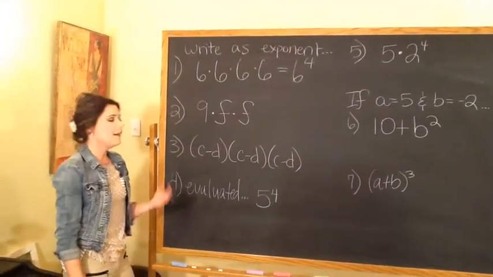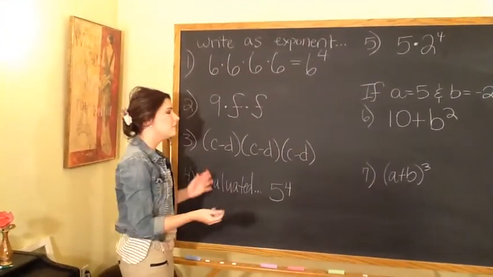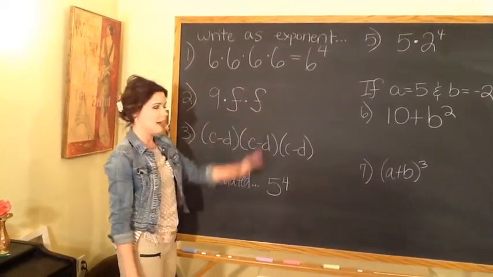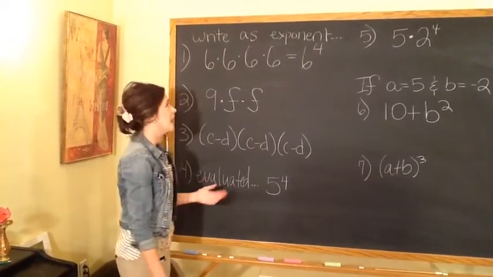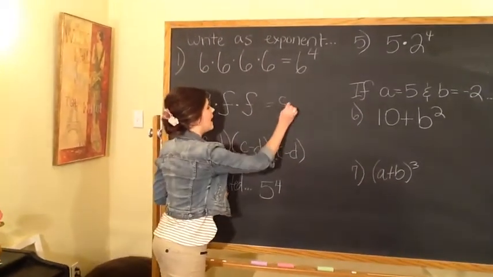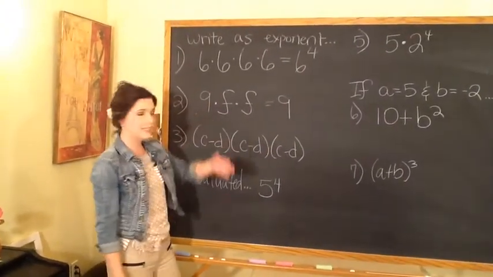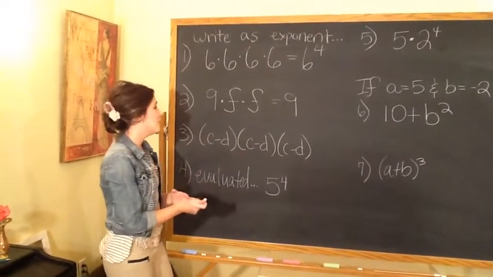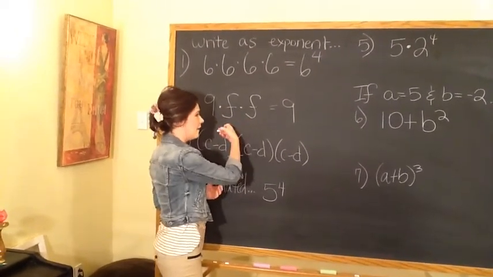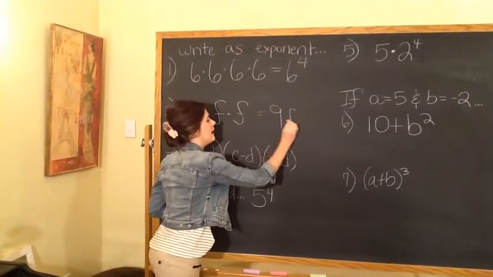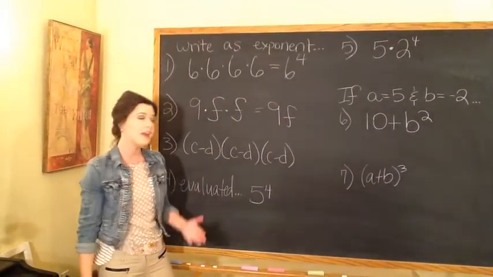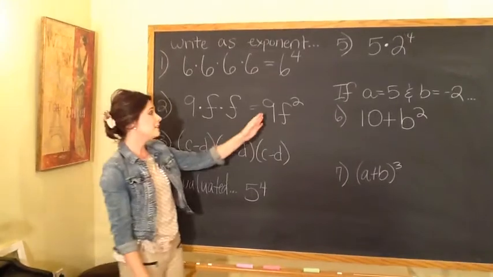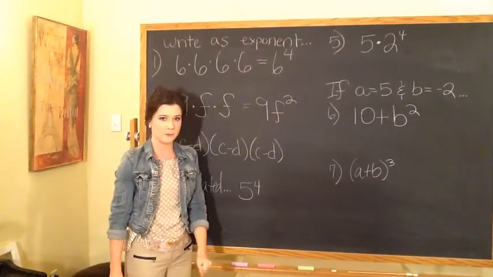Okay, number 2, we have some variables now. This is when some of the stuff gets a little newer for you. We have 9 times f times f. We're going to write this as an exponent. First of all we have 9. 9 isn't raised to any power because you don't see 9 multiplied out more than once. So it's just 9. Now we have 9 multiplied by f times f. That means f is the base because it's being multiplied more than one time. And 2 is going to be our exponent because f is being multiplied 2 times. So it's 9 times f to the 2nd power.